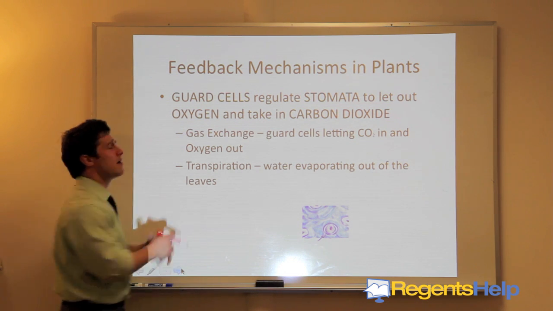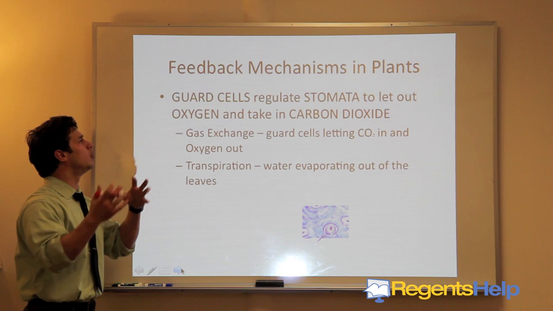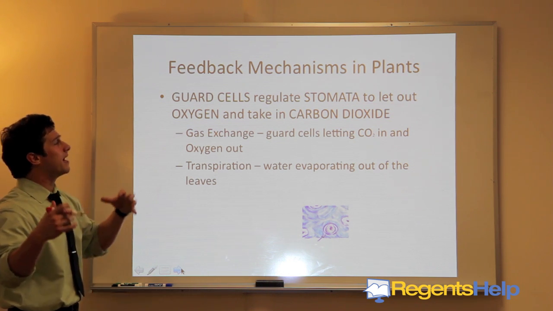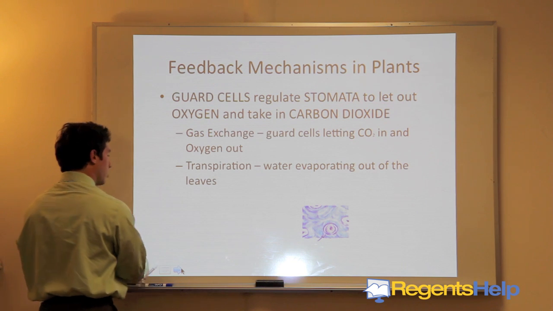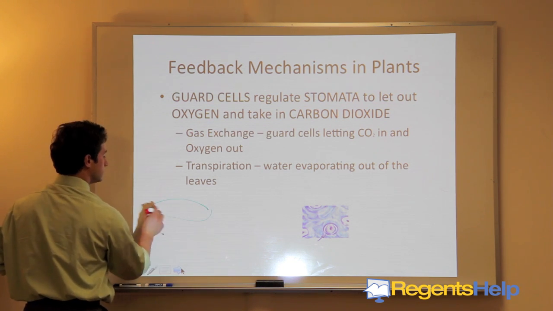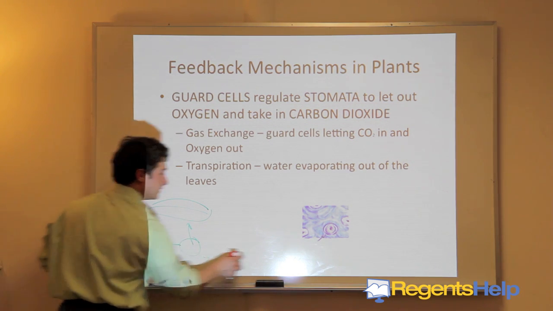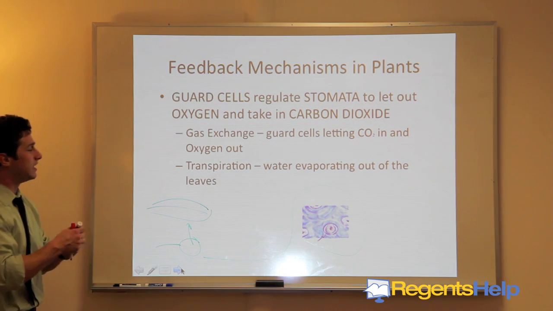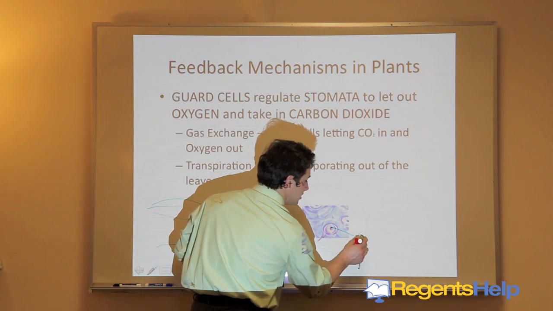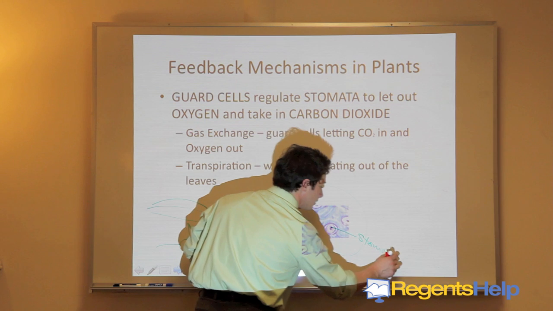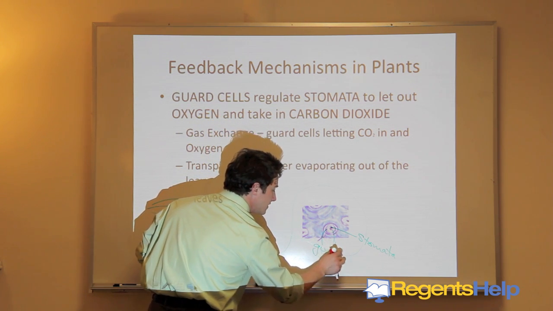So in plants, remember I talked about feedback mechanisms a few lessons ago. An important feedback mechanism in plants is guard cells. On the bottom of a leaf, if I draw a leaf right now, and I take a magnifying glass and look underneath it, it'll look like this. I'm going to find little holes called stomates. So these holes in the middle are stomates, or stomata, and the cells next to the stomata are called guard cells.